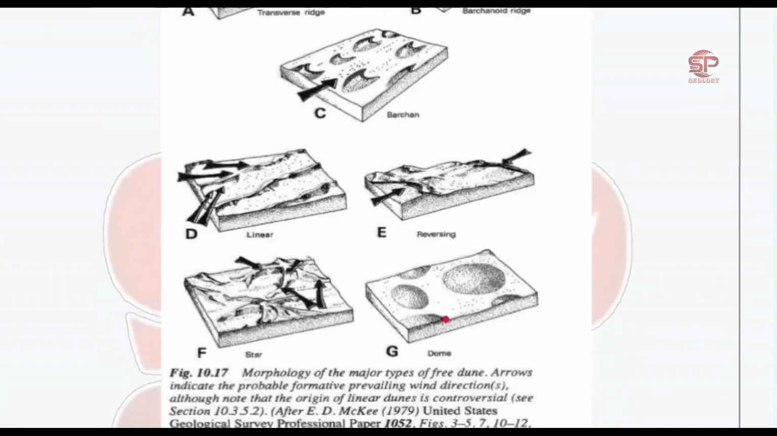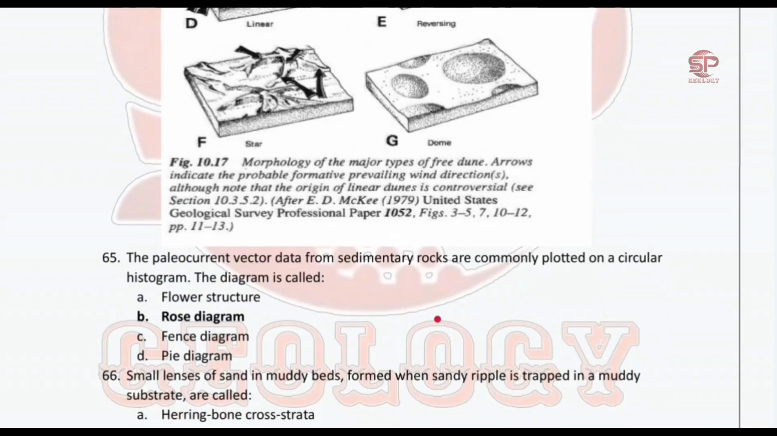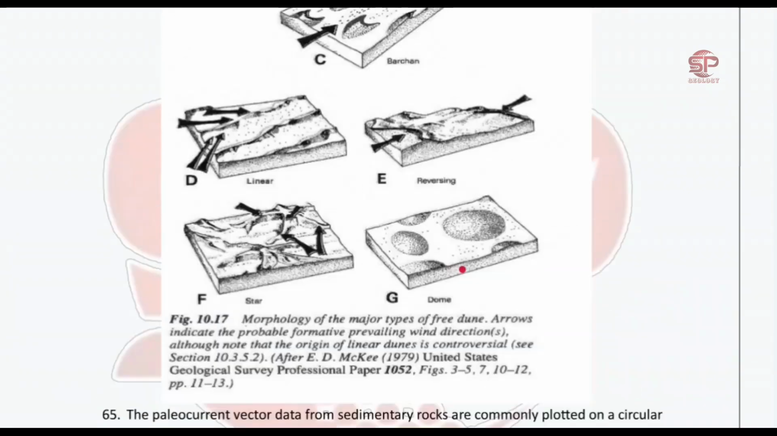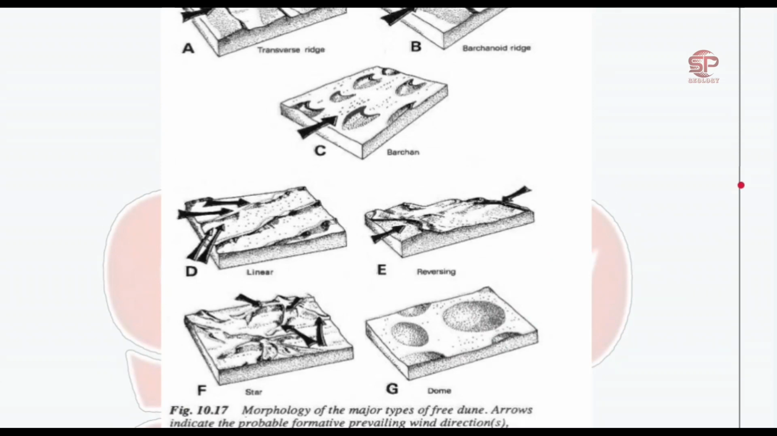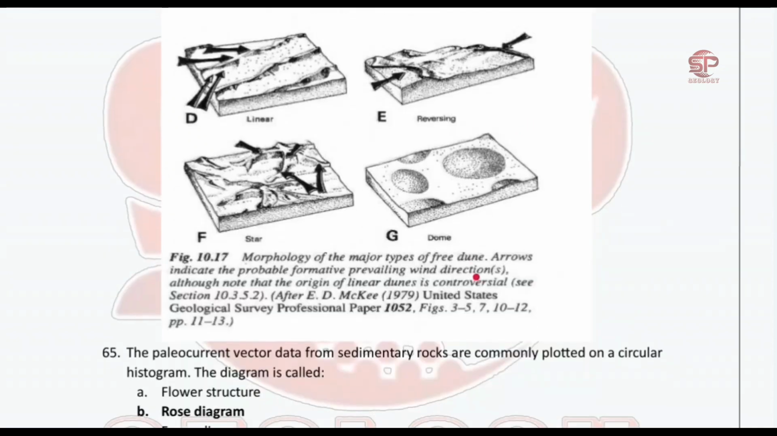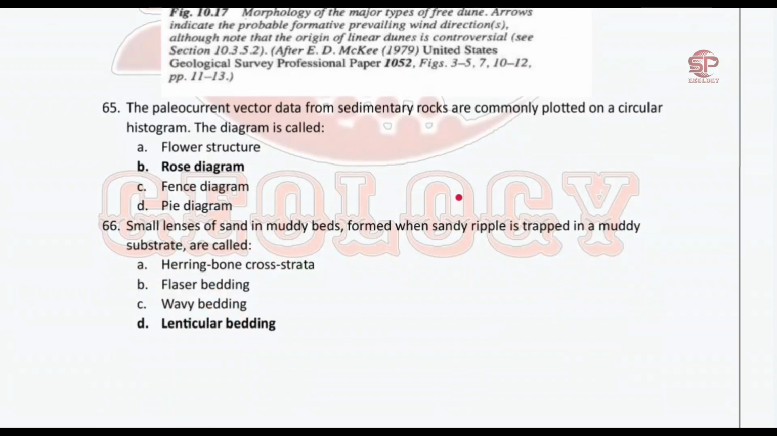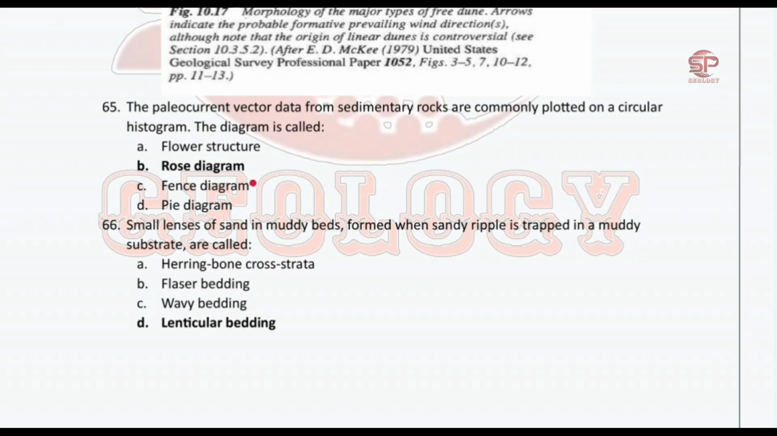Then also all other types of dune, you'll find them in the book Summerfield, Global Geomorphology. So the paleocurrent vector data of sediments, which paleocurrent data, is always represented in a rose diagram.